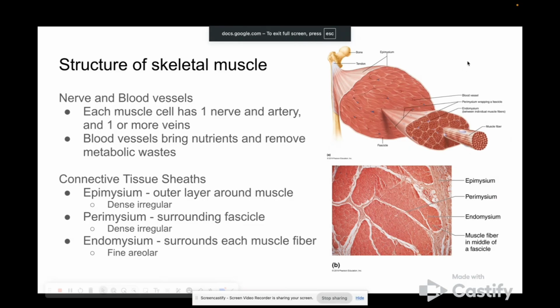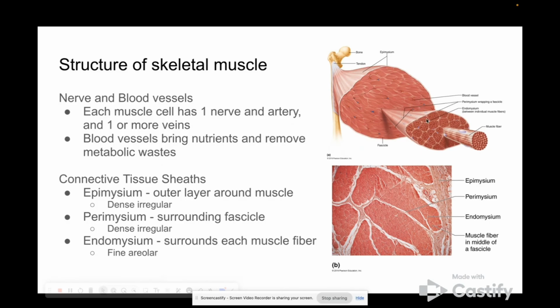Describe the organization of skeletal muscle from a cell to whole muscle. So with our skeletal muscle here, we have our epimysium, right? The epimysium is going to be the outermost layer of the skeletal muscle, and it's going to wrap a bundle of these fascicles that you see right here. So the epimysium wraps a bundle of fascicles, and it contains dense, irregular connective tissue.